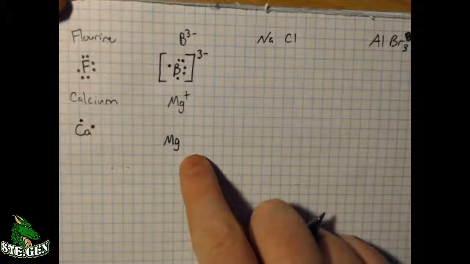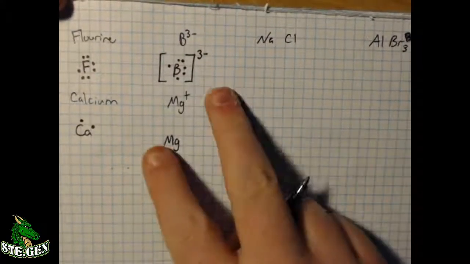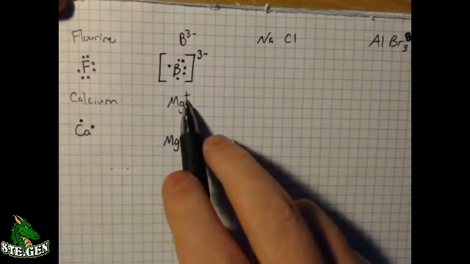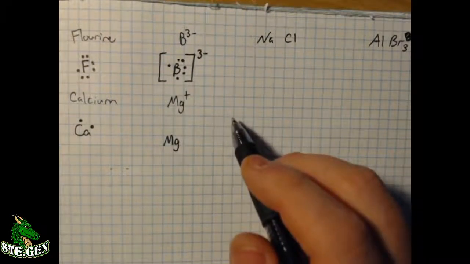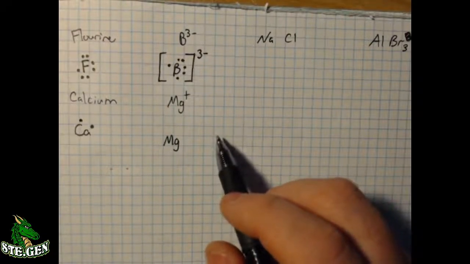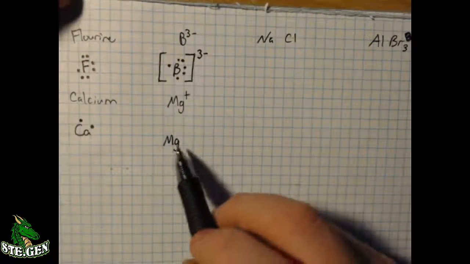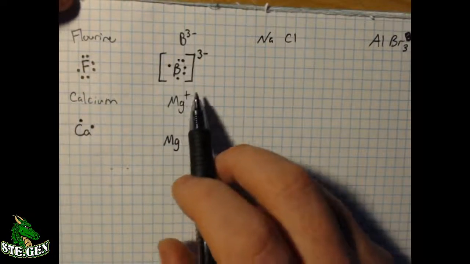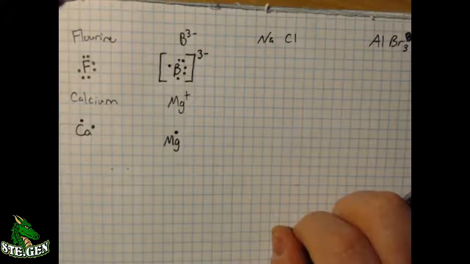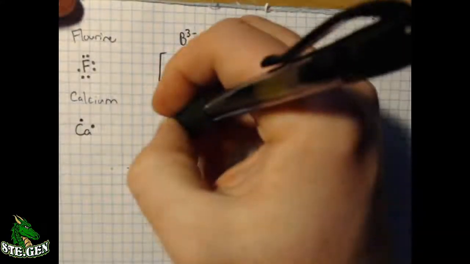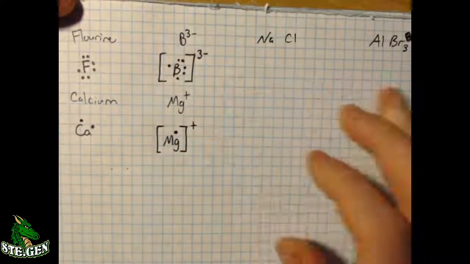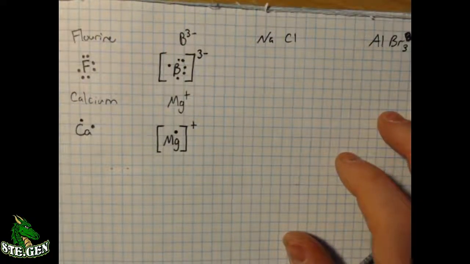Okay, for magnesium, magnesium normally has 2 electrons. It's in the same column as calcium, right above it. But it's got a plus charge. So a plus charge means that it must have lost one of its electrons, because it lost something that's negative. Subtracting a negative makes something positive. So losing an electron means that instead of having 2, it's only going to have 1 single lonely dot. And then because it has a charge, we're going to put it in brackets. We're just going to write that charge right on the outside of it.